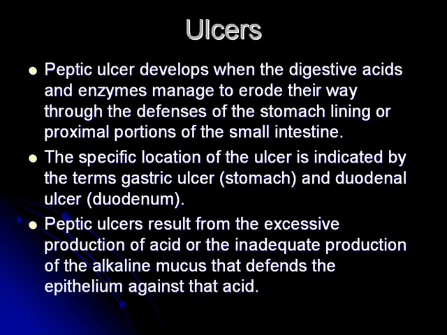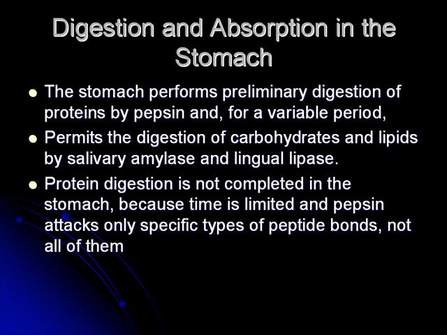Ulcers. Peptic ulcers develop when digestive acids and enzymes manage to erode their way through the defenses of the stomach lining in the proximal portion of the small intestines. The specific location of an ulcer is indicated by terms such as gastric ulcer, in the stomach, and duodenal ulcer, in the duodenum. Peptic ulcers result from an excessive production of acid or inadequate production of alkaline mucus that defends the epithelium against that acid. Digestion and absorption in the stomach.